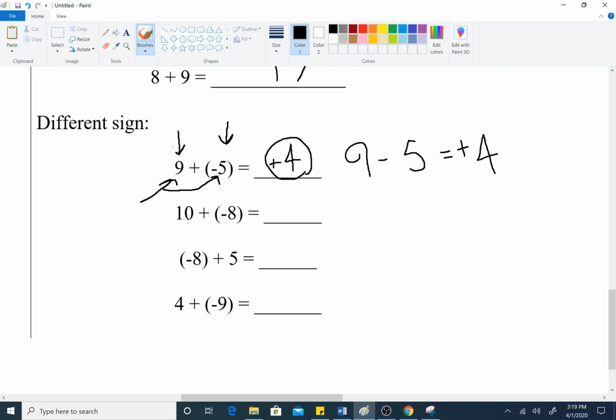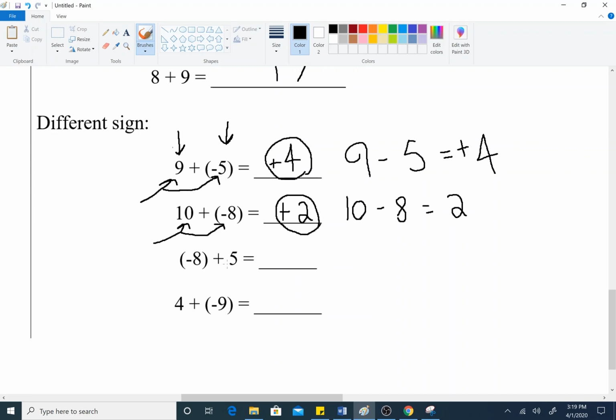Let's do another one. I have a positive 10 plus negative 8. They're different. I subtract, okay? 10 minus 8 is going to equal 2. So I need to say, okay, is 2 positive or negative? Well, I look at my numbers, 10 and 8. 10 is larger than 8, is farther from 0, so it's going to be a positive 2 as my answer.